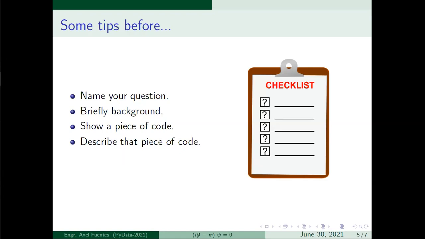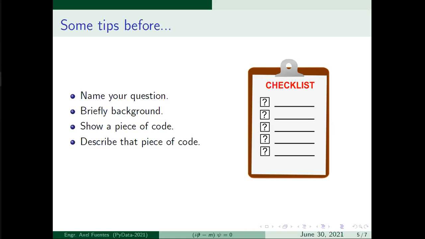For sure, here are some tips in order to explain your doubts. First, name your question. You have to sum up your problem in one sentence. Second, give a fair background. Explain what your goals are or the problem that you are trying to solve, and also the tools that you are using. Third, and I think this is the most crucial step, show a piece of your code where you think the problem is, not all your code. If you did the above steps right, the community can know what is at the top and at the bottom of your screen.